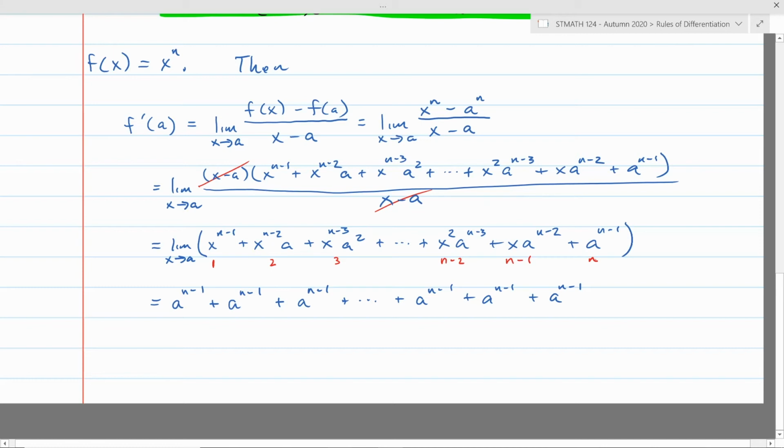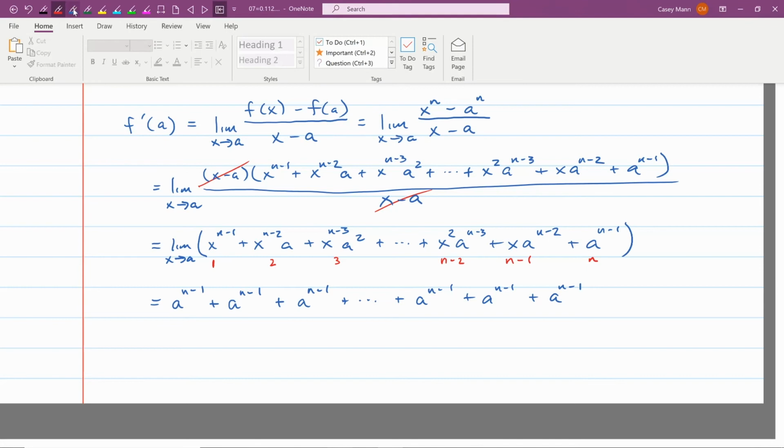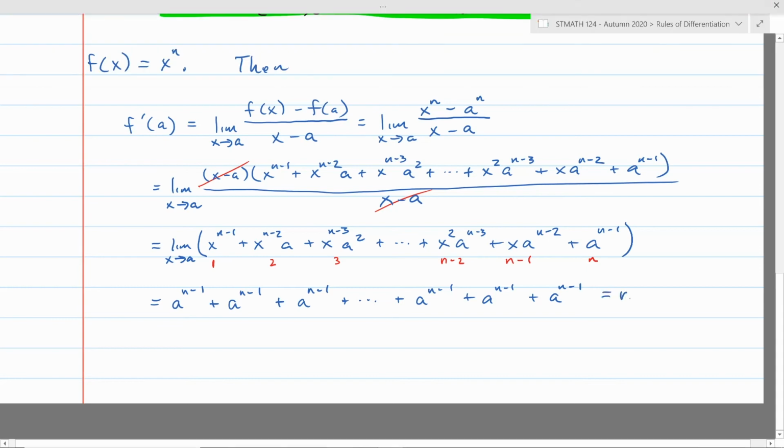So just by counting, like I did in red there, I see that there are exactly n of those terms. So what I end up with at the end here are n of these a to the n minus 1s. And that's really the power rule, right? Except I've got a in place of x. So this tells me that f prime of x is n times x to the n minus 1.